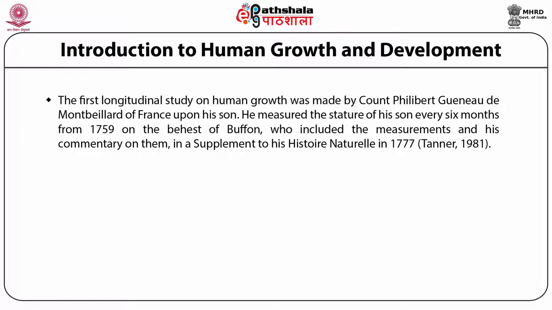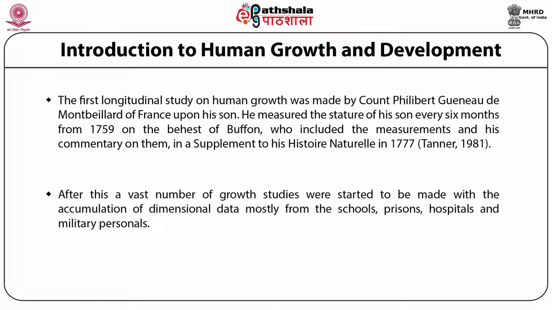1759 at the behest of Buffon, who included the measurements and his commentary on them in a supplement to his Histoire Naturelle in 1777. Another 18th century longitudinal study of growth is that of the students of the Karl School, conducted between the years 1772 and 1794, which included the sons of the nobility and of Borghese. In 1835, Lambert published the first statistically complete study of the growth in height and weight of children. He was first to make use of the concept of the normal curve to describe the distribution of his growth measurements.